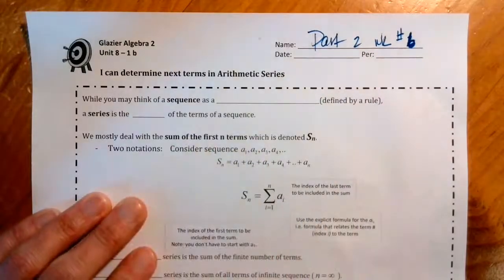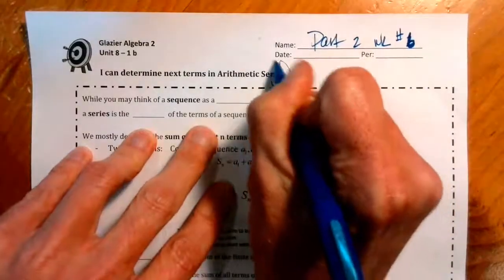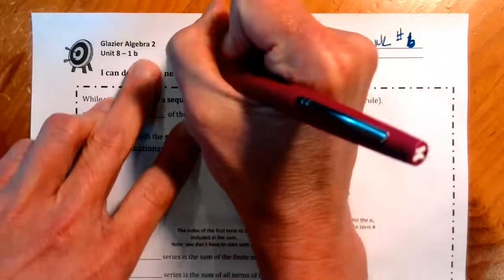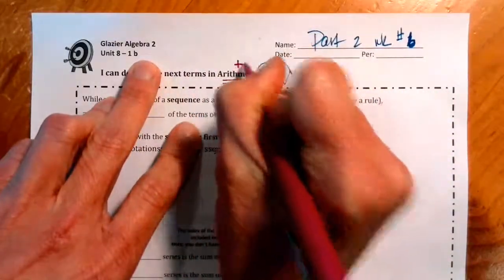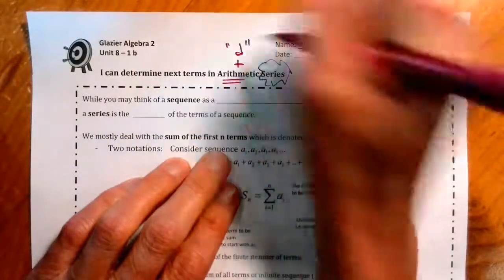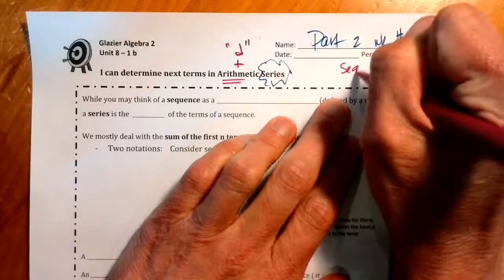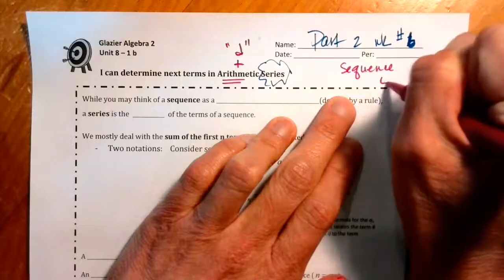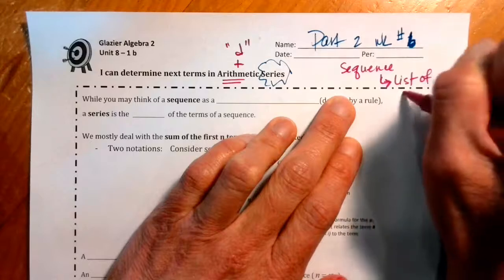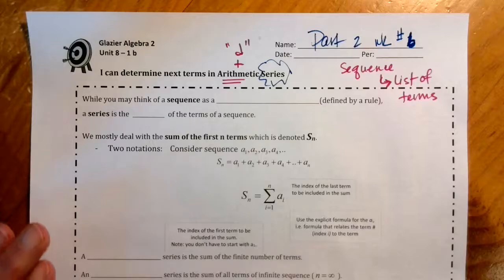I can determine next terms in arithmetic series. Now we need to take a minute and talk about this word, because what we've already heard is familiar. Arithmetic means adding. And remember, that was where we had that common difference for sure. But we had been talking about a sequence, and that was where we just had a list of terms, right? So now all of a sudden we see this new word series, and we're curious about how things are going to change.